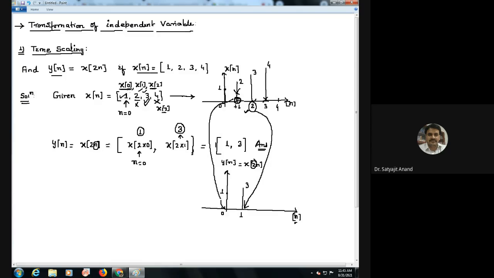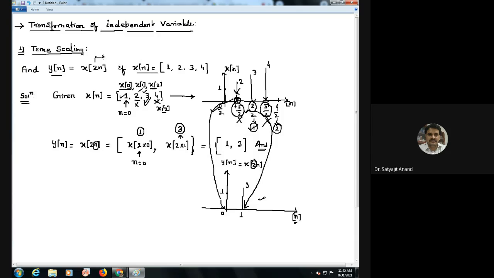Time is basically scaled here by 2. This means you have to divide by 2 everywhere. So 0 by 2 is 0, 1 by 2 is 0.5. This is not valid, so discard it. 2 by 2 is 1, so this is okay. 3 by 2 is not valid because it is a decimal value. 4 by 2 is valid, but there is no sample here, so we don't write anything. So for valid times, we have only 0 and 1. Whatever we have at 0 and 1, that amplitude I have written, and this is the transformation in time.